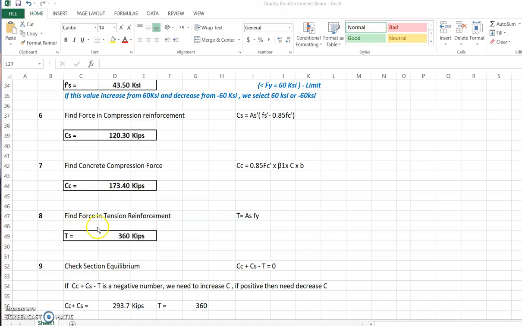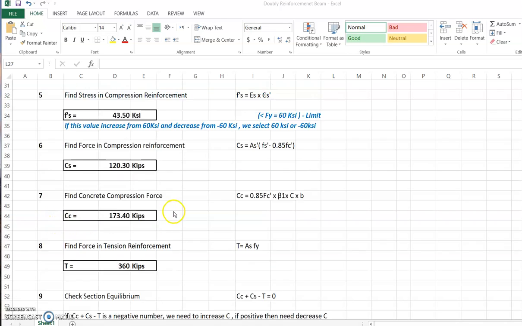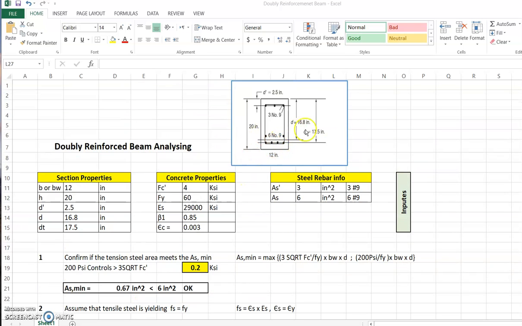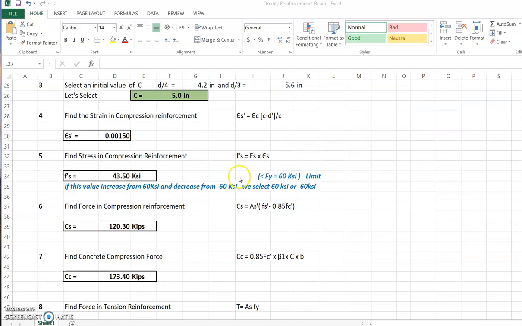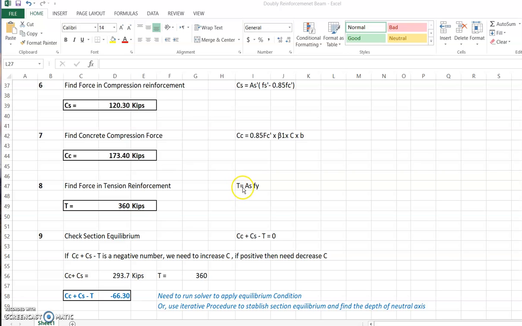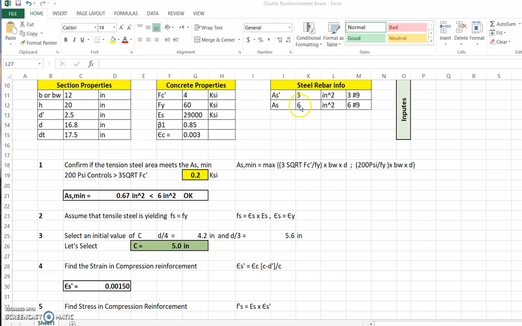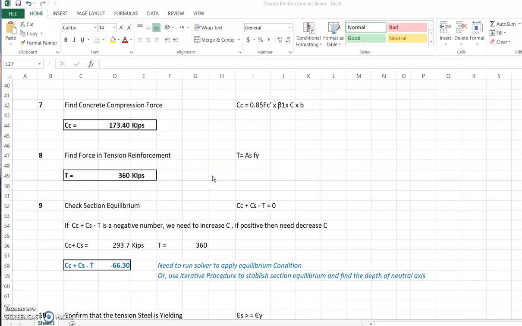Number 8, find force in tension reinforcement. So we have to find the force in these six number 9s. The equation for that is T equals A_s f_y. We have A_s of 6 square inches and we have f_y of 60. So we multiply that, and we get 360 kips.